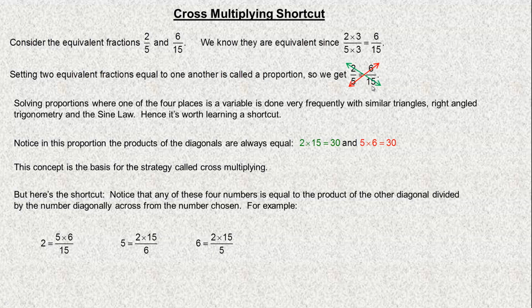And finally, the only number left to do is the 15. See, it would be the product of the 5 and the 6, that's the other diagonal, divided by the number across from the 15, which is the 2. So 15 is 5 times 6 divided by 2. See, again, that's 30 divided by 2 gives you 15. So that's the shortcut, and we're going to take a look at 3 examples on the next page of some normal cross multiplying and then how the shortcut makes that a little bit quicker.